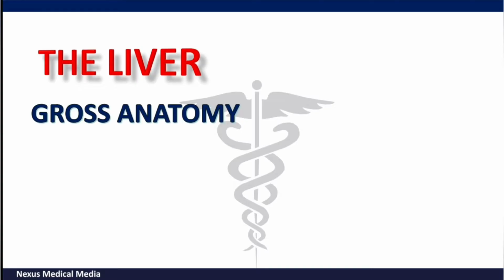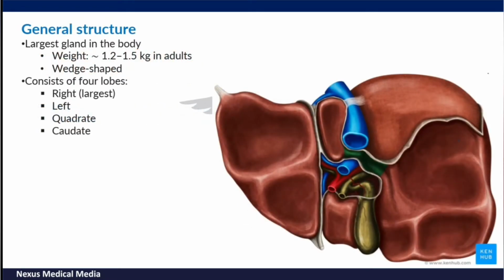Gross anatomy of the liver. The liver is the largest gland in the body that weighs about 1.2 to 1.5 kilograms in adults. It's a wedge-shaped organ, and we can say it's actually the largest solid organ in the human body. It consists of 4 lobes. The right lobe, which is the largest, left lobe, quadrate lobe, which is 4-sided, and the caudate lobe.